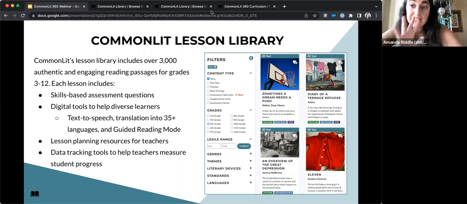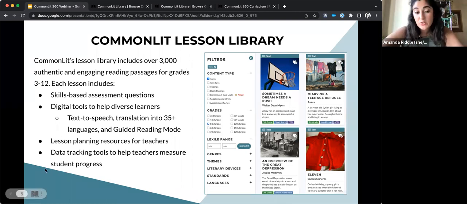And CommonLit 360 lessons and materials are no different. You'll be able to access those freely forever. Our lessons in the library include skills-based questions, tools to help all learners, lesson planning resources, and data tracking tools to help you measure your student success.